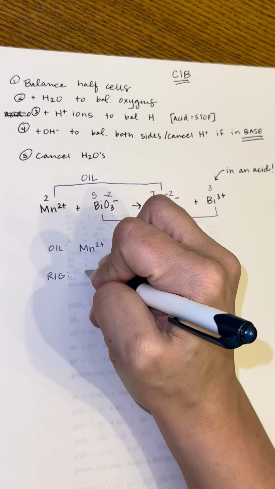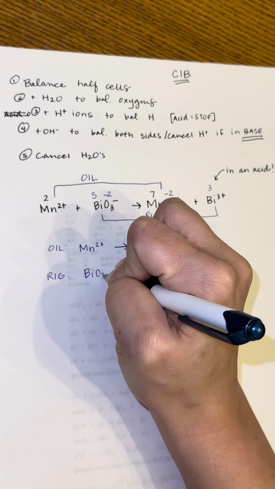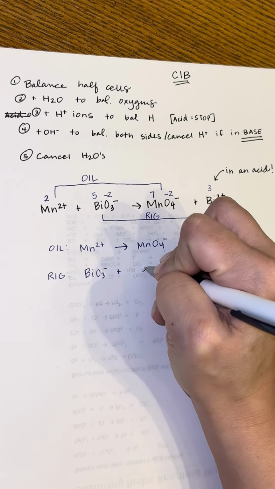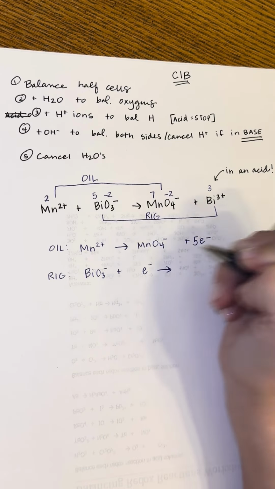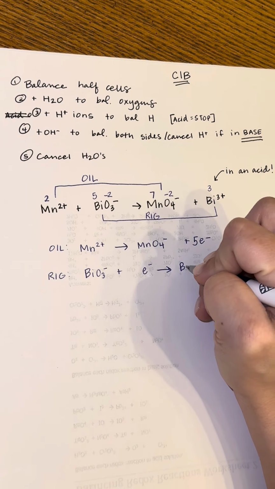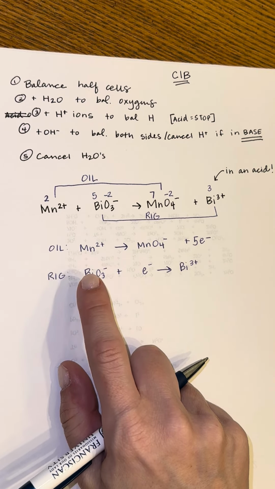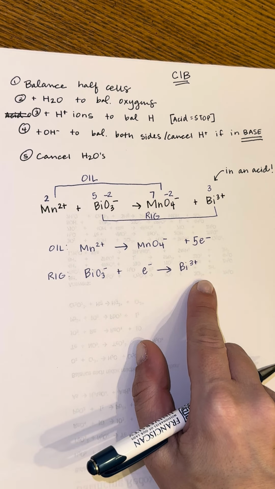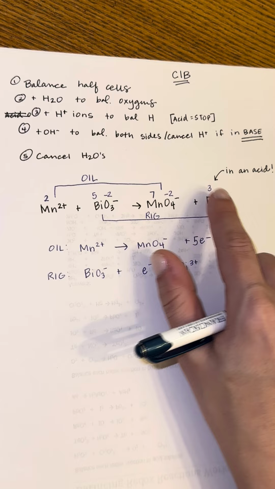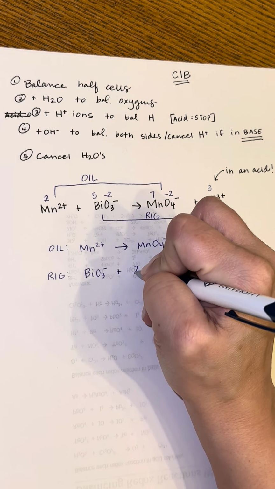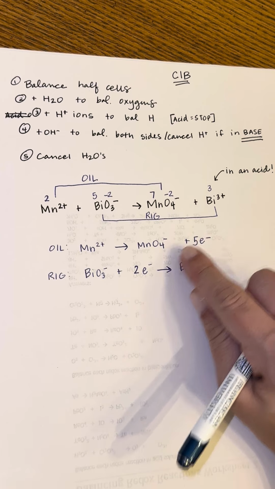When I go to RIG, I'm going to do BiO3- plus some amount of electrons gives me Bi3+. I'm only looking at bismuth because that's the thing that was reduced. 1 of them, 1 of them. So that's good. For it to go from 5 to 3, it must have gained 2 electrons. So this isn't going to work for us.